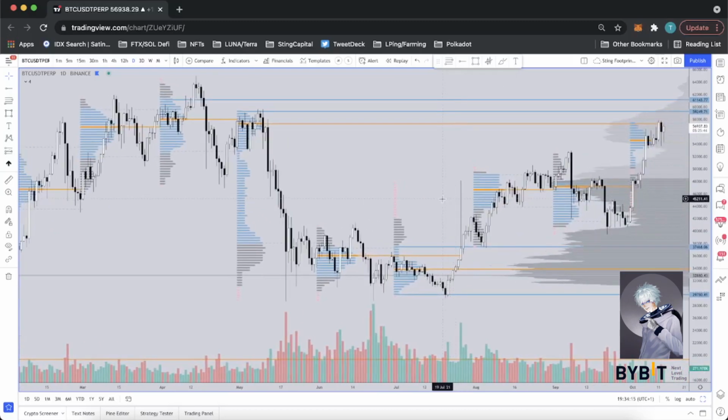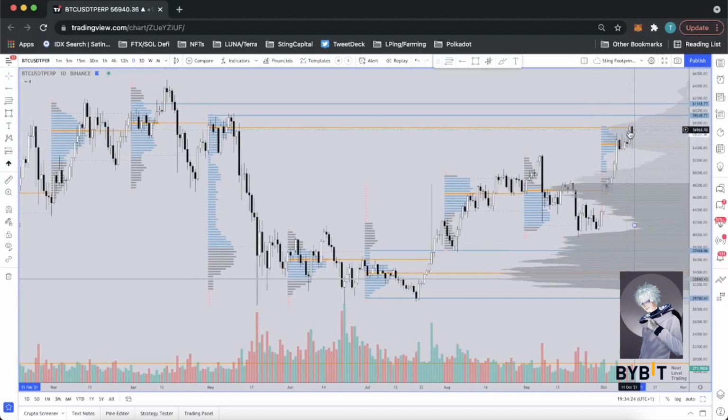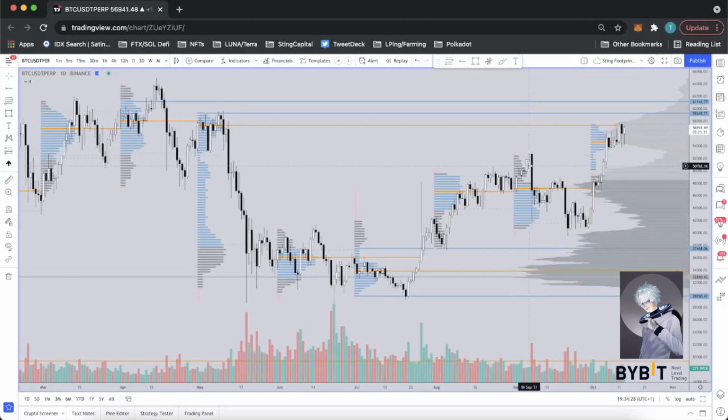So now that we look at this, we can see how naked levels come into play. This naked point of control that we had left from the month of May has now just been tapped in here. We can see that reaction and the rejection that it had off of that. Now, generally, naked levels are not something I want to be taking fresh positions at, but more so targets for.